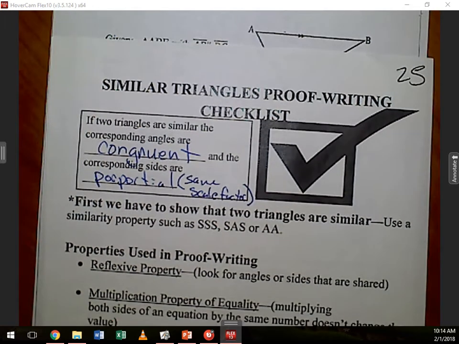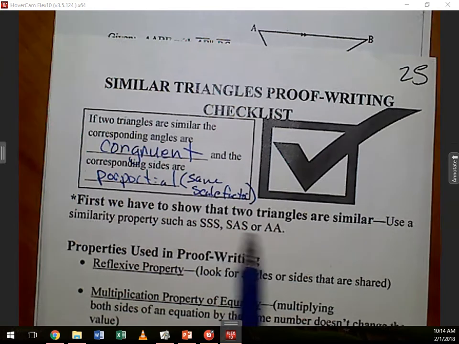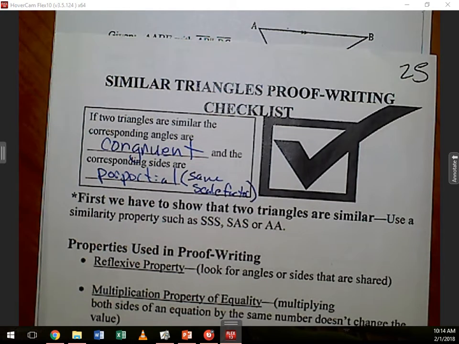We've actually had this before a couple times in our notes. So first we have to show that the two triangles are similar. Use a similarity property such as side-side-side similarity, side-angle-side similarity, or angle-angle similarity. Those are the only ones I'm using here.